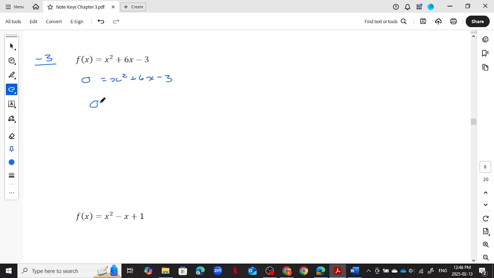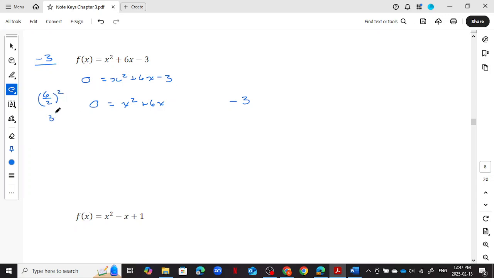So to solve this one by completing the square, it's got a coefficient of 1. So I've got x squared plus 6x. And then I'm going to leave some space and put the -3 on the end, or just bring the 3 to the other side. Then you're going to find the magic number. So you're going to take half that middle term and you are going to square it.